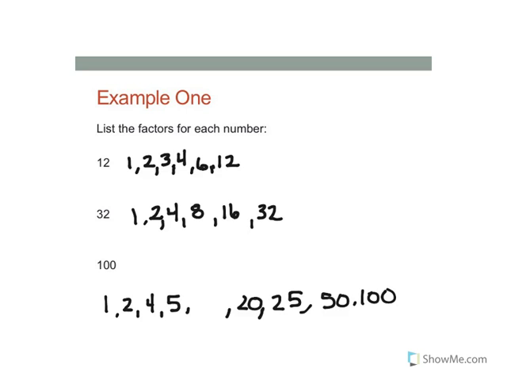Now, 10 times 10 is 100, so we don't have to write 10 twice. We just have to write it once. Once we reach all of those numbers, 1 through 10 or 1 through 9, and have the matching number that multiplies together to get the number we're looking at, we know we're good.